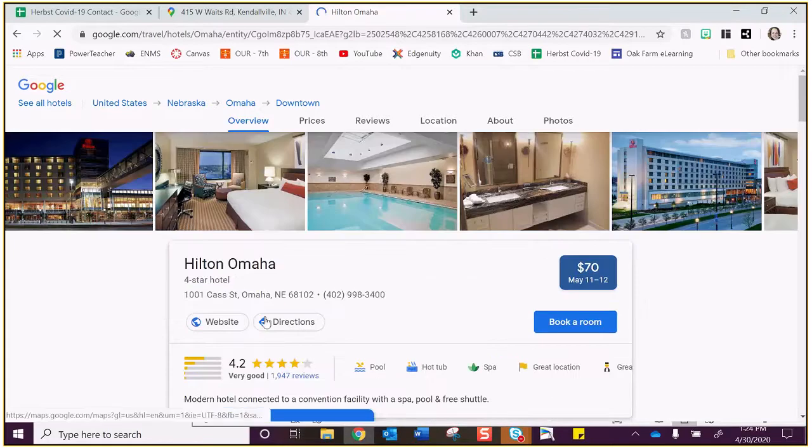I'm going to snip a picture. Remember, actually, no, the hotels that you stay in just for one night while you're traveling, you don't have to take pictures of those. So it's $70. It's called the Hilton Omaha.